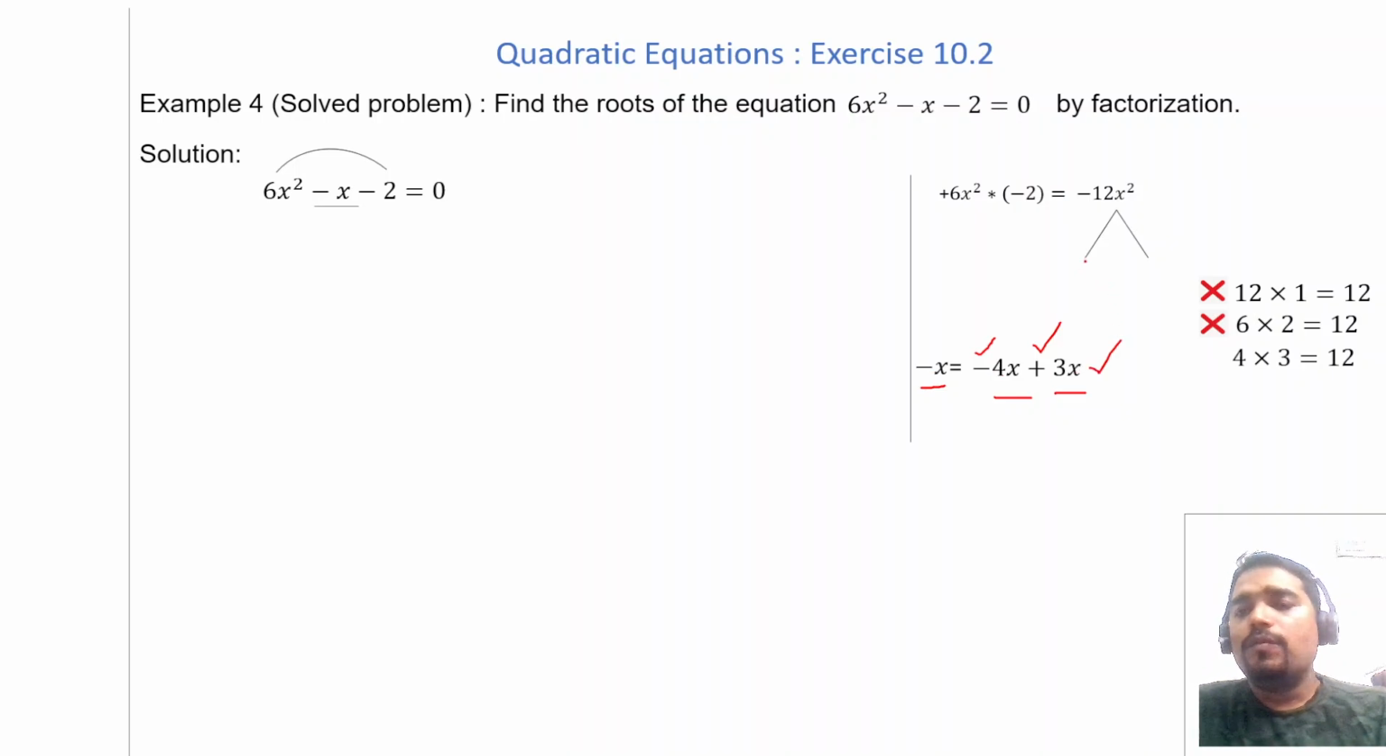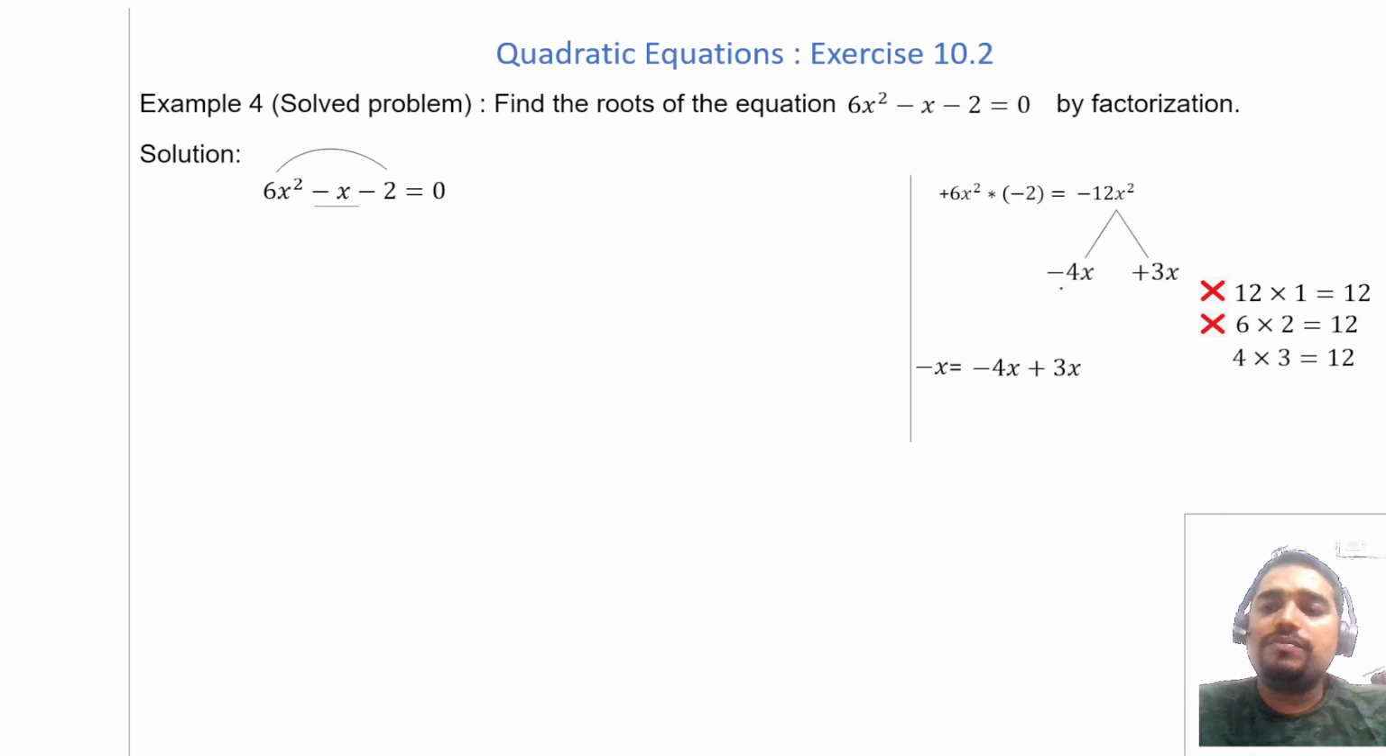Now we will see whether upon multiplication I am able to get minus 12x square or not, which is the first condition. So minus into plus is minus, 4 3s are 12, x into x is x square.